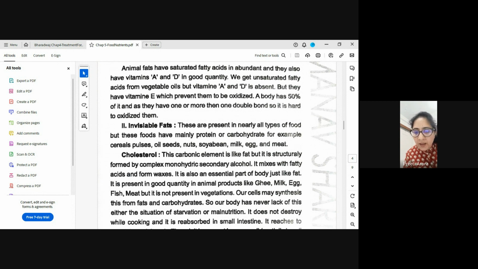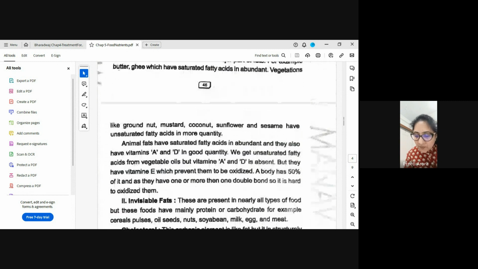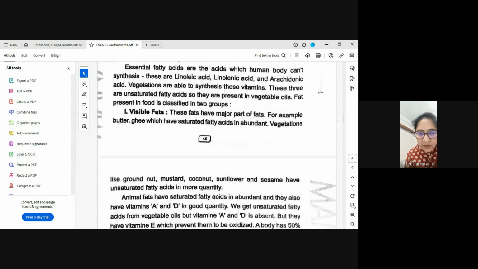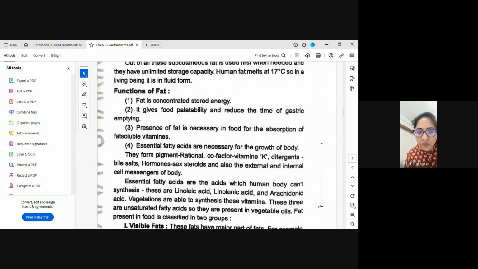And then very closely related to fat is oils. Oil is also a part of your proximate principles of food. Natural fat contains three types of fatty acids. You have palmitic acid, stearic acid, and oleic acid. Now, palmitic acid and stearic acid are saturated fats, so they will be solid at room temperature. But oleic acid is an unsaturated fat, and it is liquid at room temperature. And this is the reason why it is called oil.